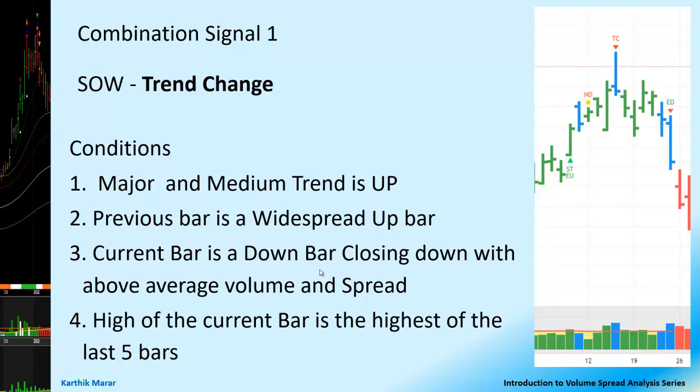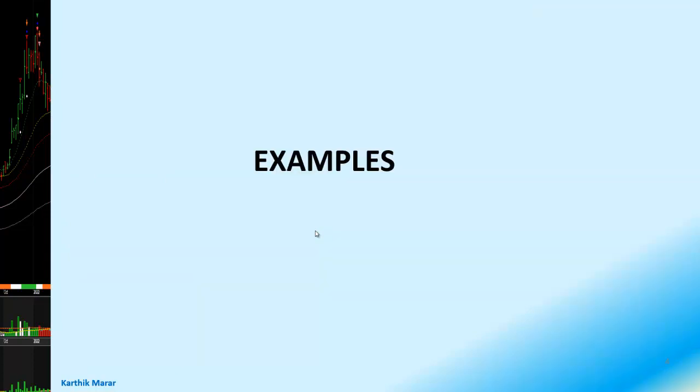That is why the current bar is a down bar closing down with above average volume, and also the spread is high. Clearly, a lot of stock has been passed on to the weak hands, so we can expect more weakness to come, and the supply should come in, pushing the stock prices down. This is the logic behind this trend change. Now let's look at the examples in real life.